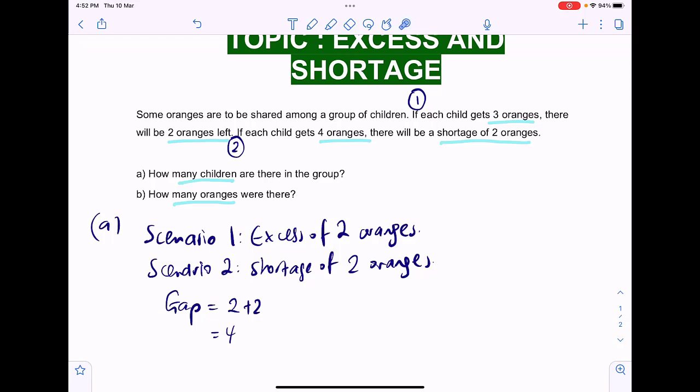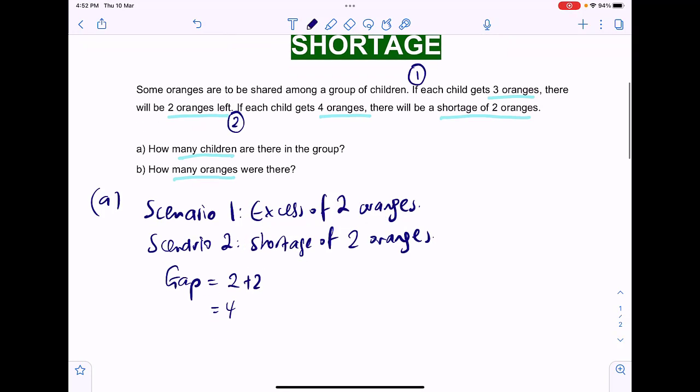Okay, so take note, if both are the same, excess, or shortage, then we have to do a subtraction. Okay, we do a minus. Next step, we find the difference. So difference will be in each of the scenario.